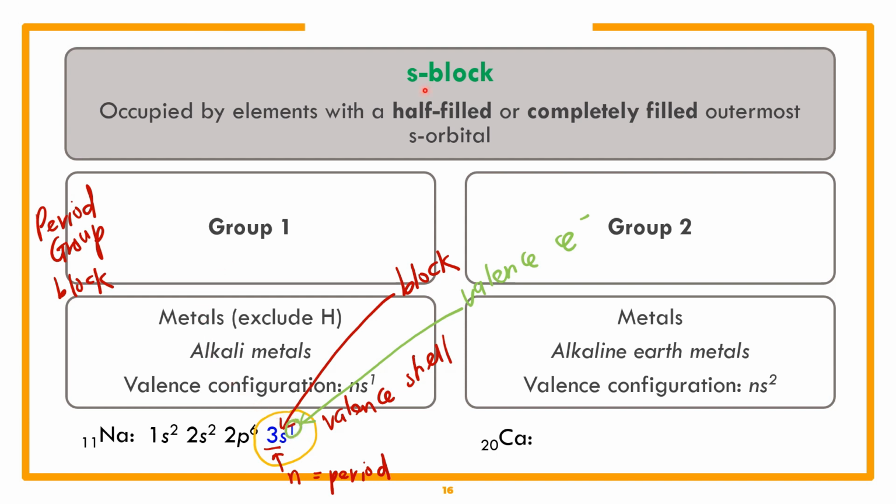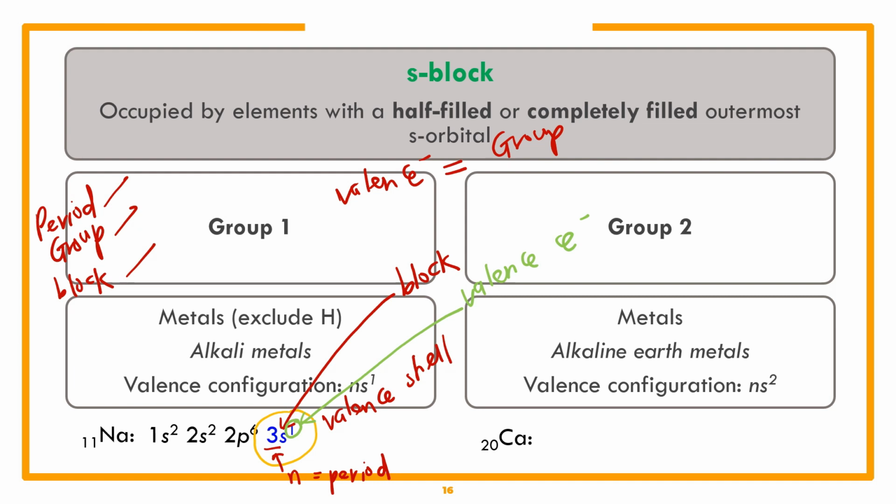Because for the s block, the number of valence electrons is equal to the group itself. So if you have 1 valence electron, it means this element is located in group 1. So that's the way to find the period, group and block for a specific element.